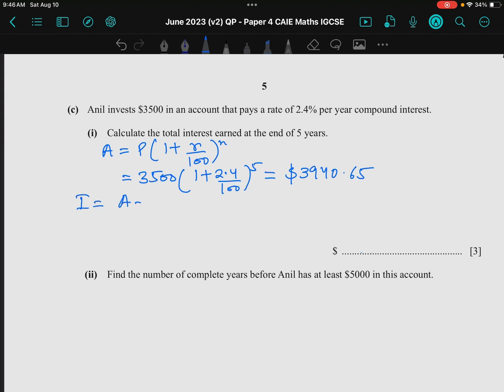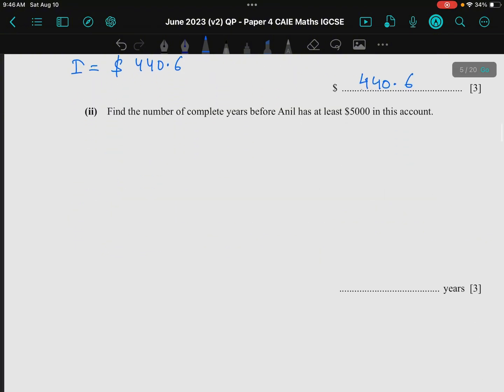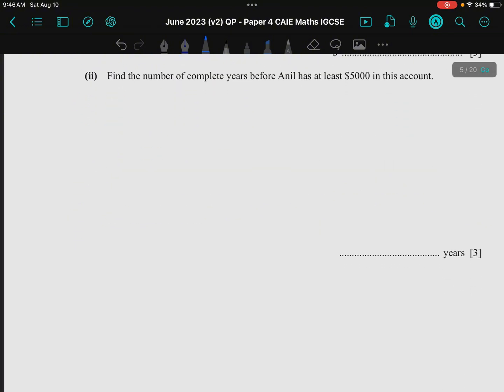So we have to find the interest. Interest is amount minus principal. So 3940.65 minus 3,500. So interest is coming out as $440.6. Second part, find the number of complete years before Anil has at least $5,000 in his account.